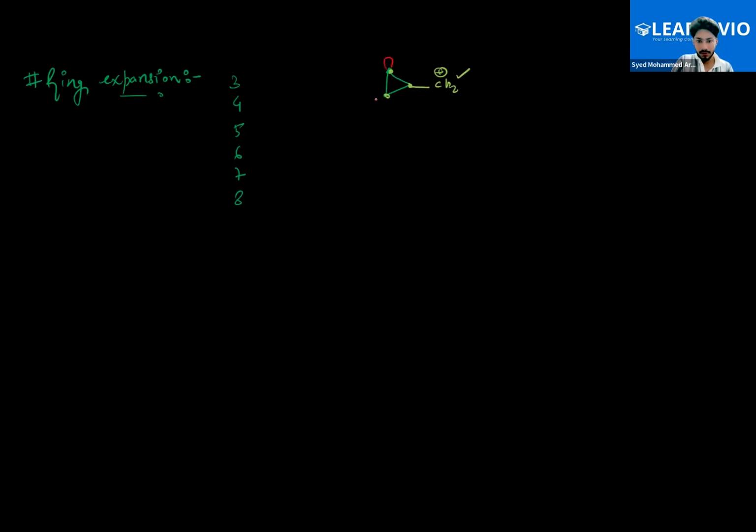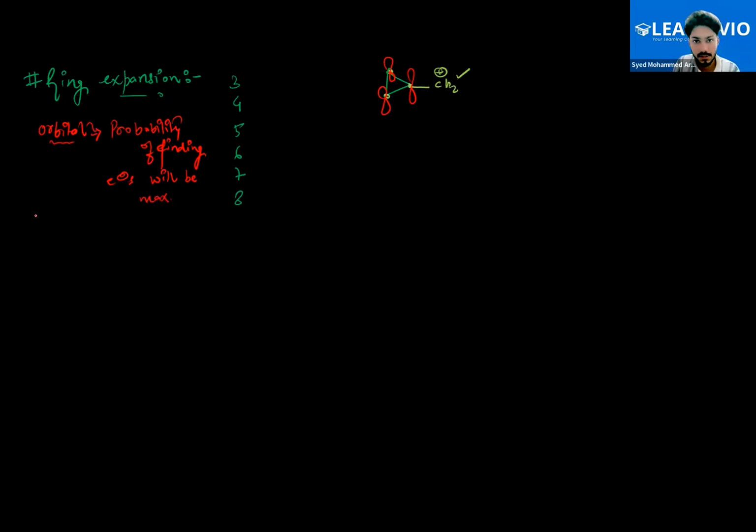I am having 3 carbons which have vacant p orbitals. So can you tell me what orbitals are? I'm taking you from the basics. Orbitals are those places where the probability of finding electrons will be maximum. Fine, so this is the orbital.